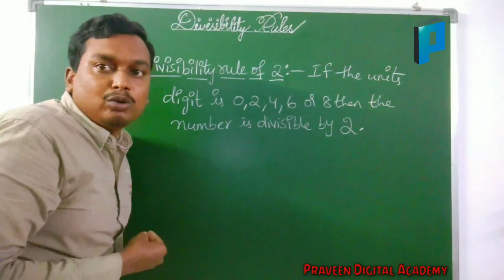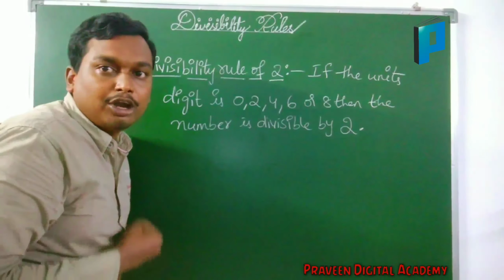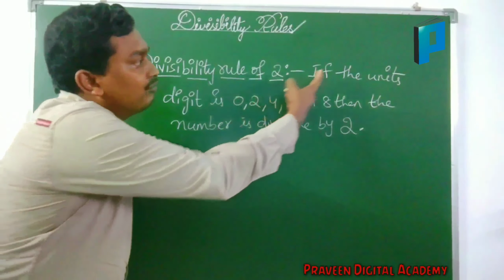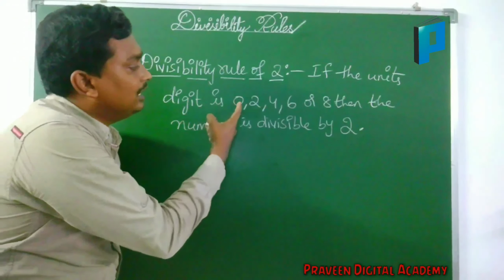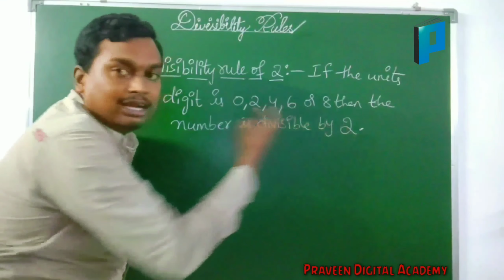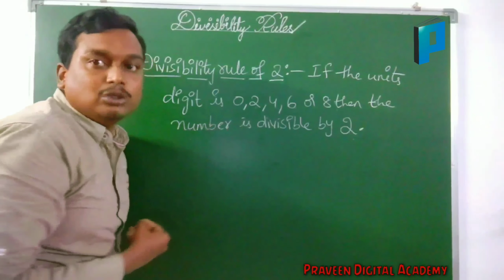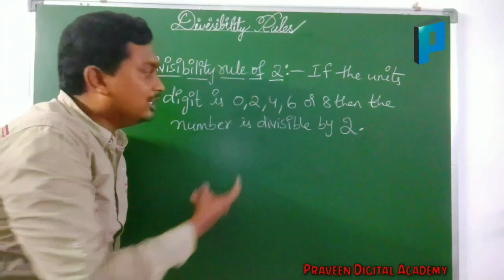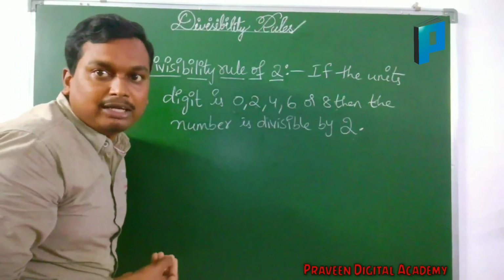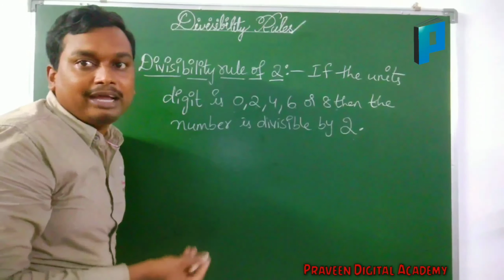Here divisibility rules are different for different numbers. Now the divisibility rule of 2 is, if the unit digit is 0, 2, 4, 6 or 8, then it is divisible by 2. For any number you should see the units place, and if the units place is any one of these, we will say divisible by 2. If other than this is there, we will say not divisible by 2.